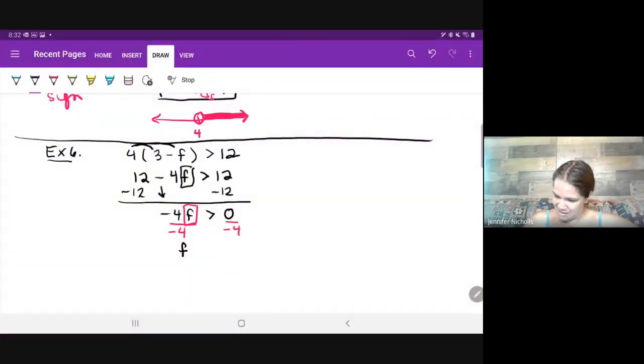Okay, F. Oh, alert, alert, right? What do I have to do? Yes, I have to switch. Switch it to the other direction. And then 0 divided by 4.